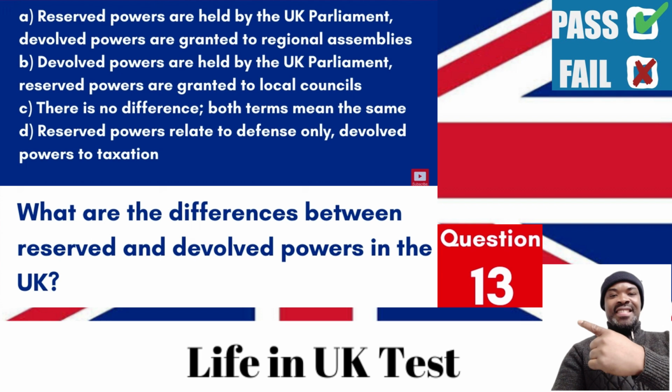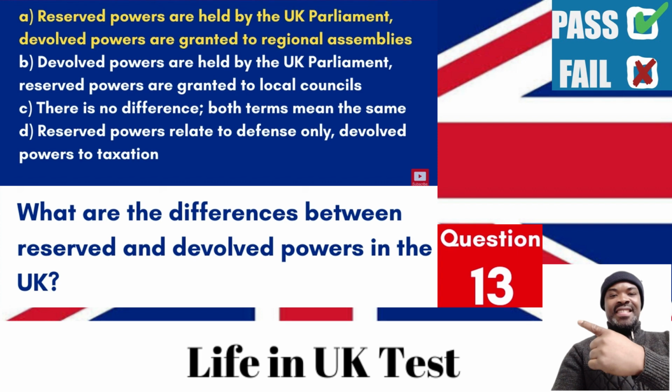Question 13. What are the differences between reserved and devolved powers in the UK? A. Reserved powers are held by the UK Parliament. Devolved powers are granted to regional assemblies. B. Devolved powers are held by the UK Parliament. Reserved powers are granted to local councils. C. There is no difference. Both terms mean the same. D. Reserved powers relate to defence only, devolved powers to taxation.